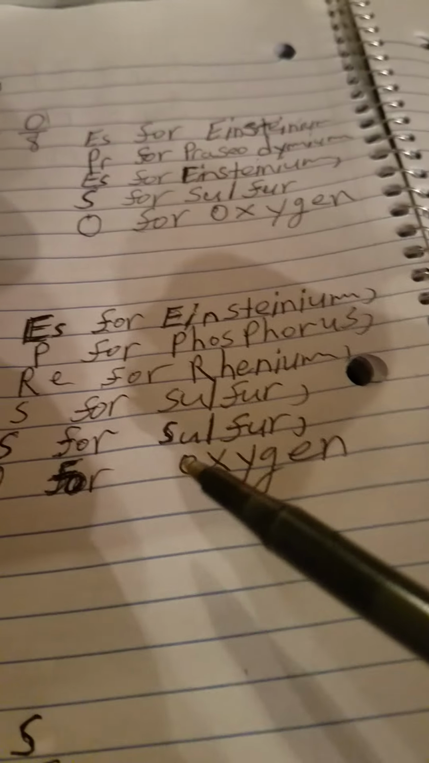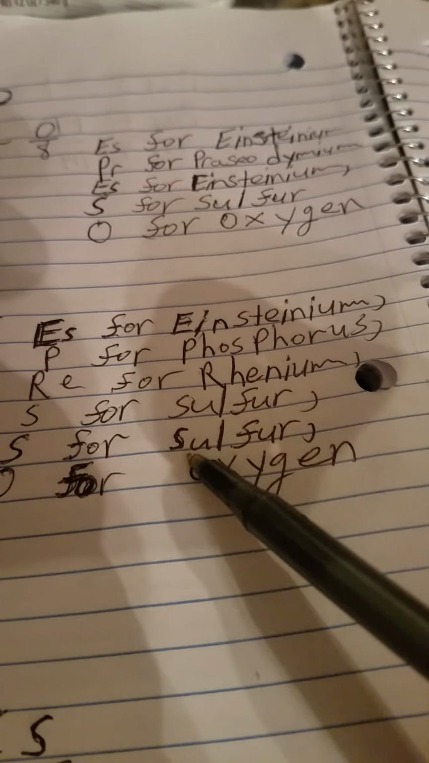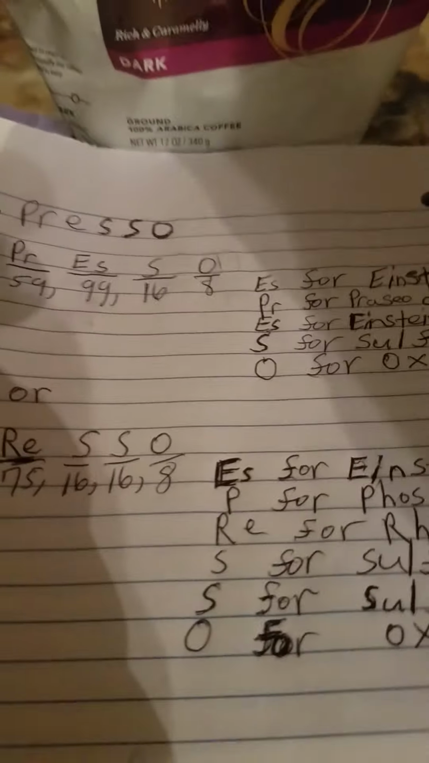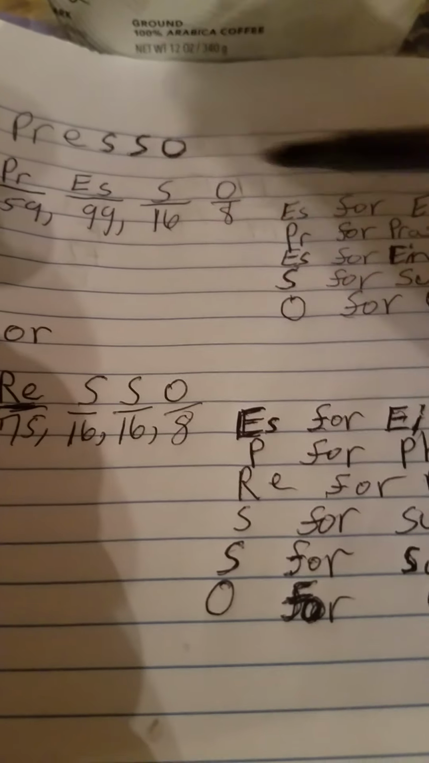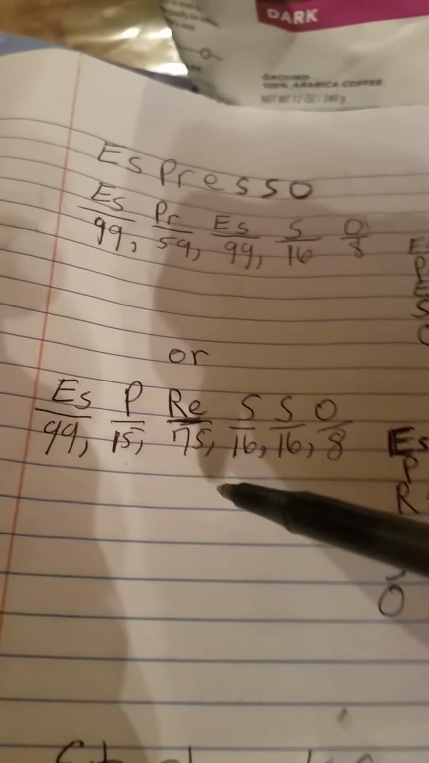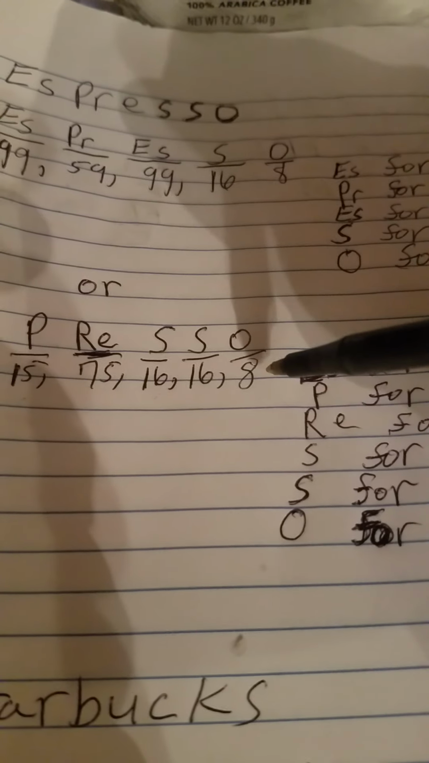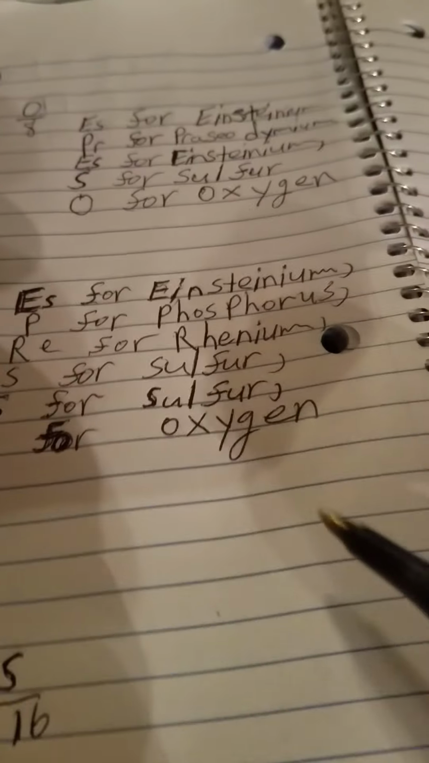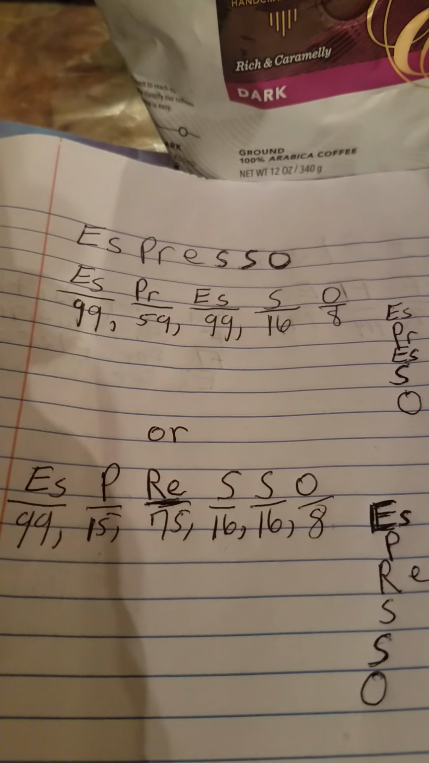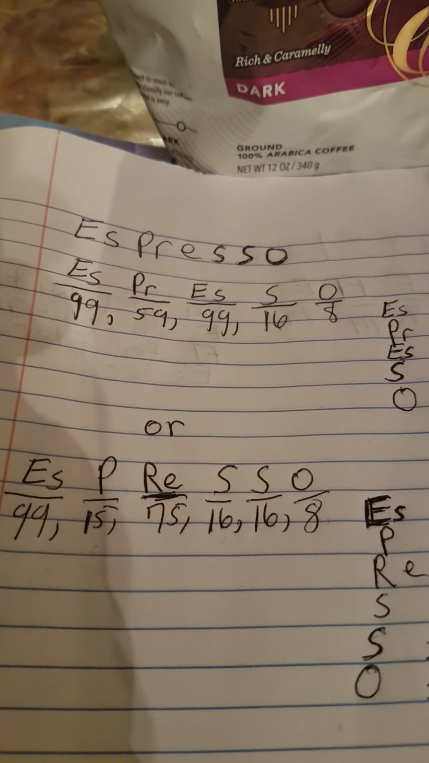I think I made a mistake here. Capital S, sulfur, right? And then we got capital O, atomic number of 8 for oxygen. Right down here. 8 for oxygen. So you see here, it's written one way. Look how it is. See it?